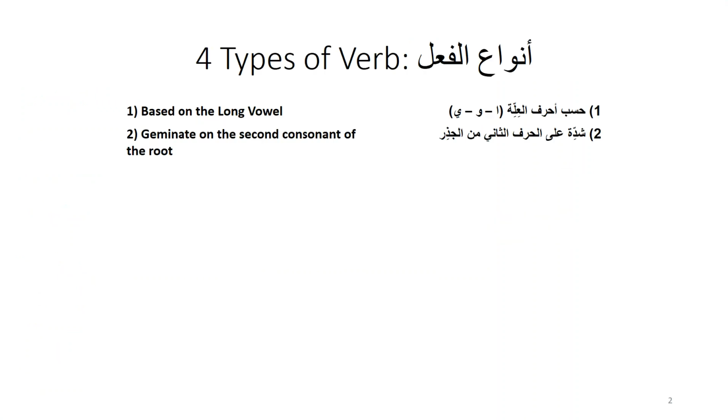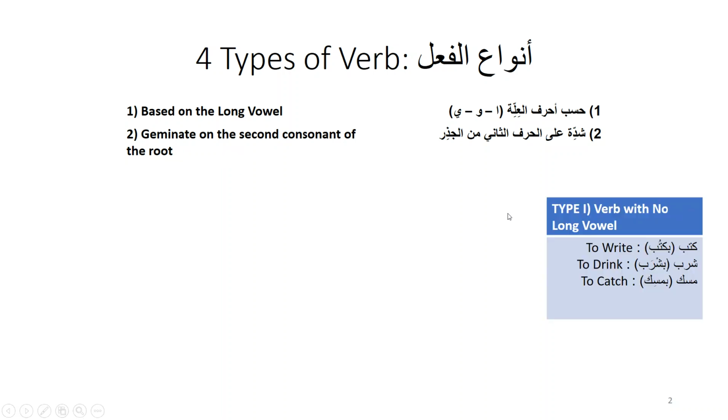First, when we think of verbs, we think of four types of verbs, and they are based on the long vowel, whether they have a long vowel in the second or third consonant of the root, like a, u, e, or whether the verb has a geminate in the second consonant of the root, which we call shadda. So what are these four types of verbs? For the first type, verbs with no long vowel, like katab, biktub, shirib, bishrab, masak, bimsik.